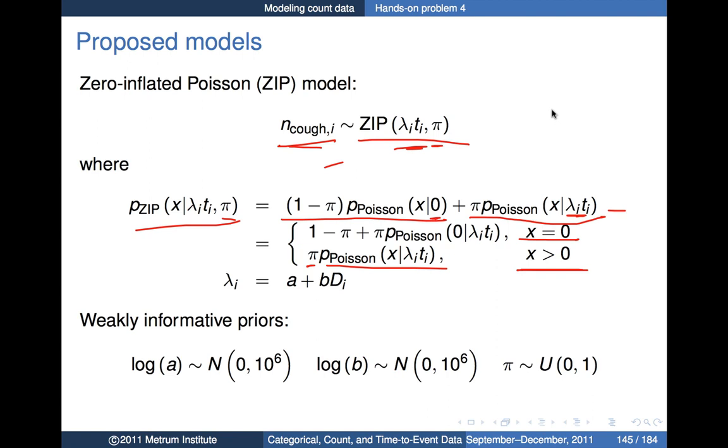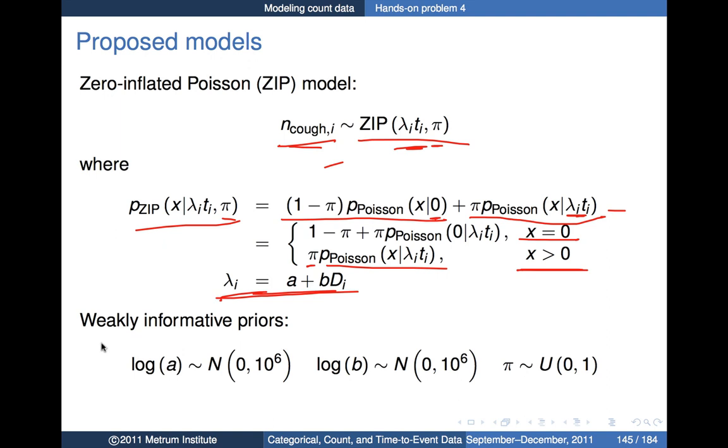And then finally, our lambda for the standard Poisson component is the same as we've had it before. I wrote it as A plus B times dose. Now, this could have been more complicated because pi conceivably could also depend upon dose. Maybe the probability of being zero will change beyond what is explained by just the lambda. Maybe the pi itself might change, and maybe the probability of being a zero might go down as you give the dose, for example.